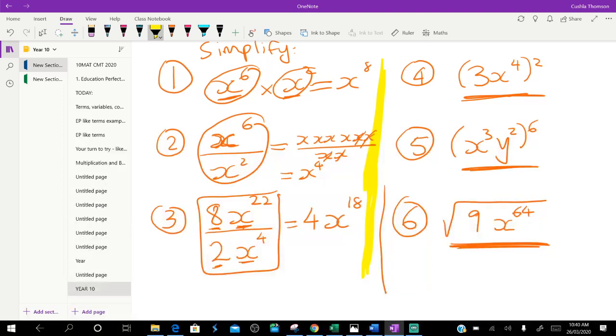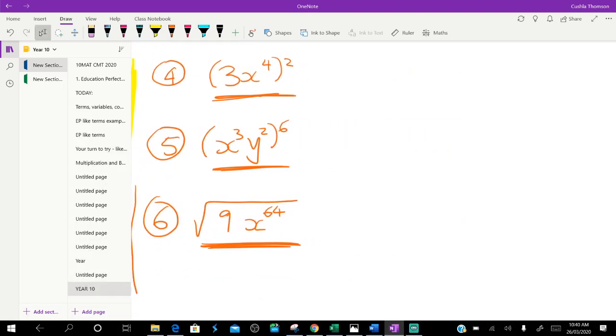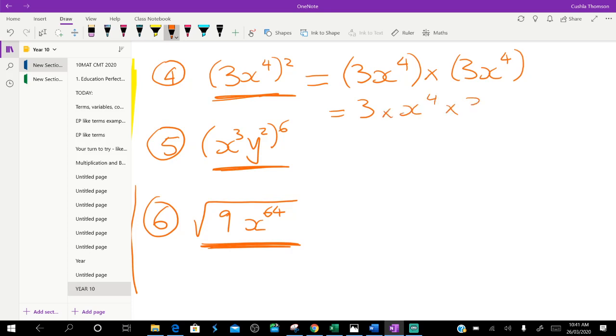Right, now let's look at... Oh, I didn't know I could do that. That's cool. Right. Okay, I'm sliding my screen over. Think about what this is. Now, some of you have got this already, but we can write it out as this: 3x to the power of 4 times 3x to the power of 4. And we can reorder that, and we don't need the brackets. So we've got 3 times x to the power of 4 times 3 times x to the power of 4, which gives me 9x to the power of 8.